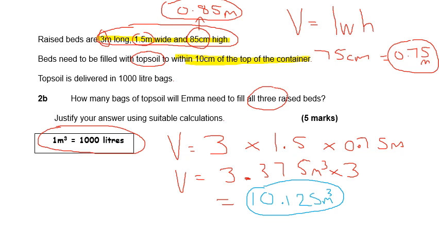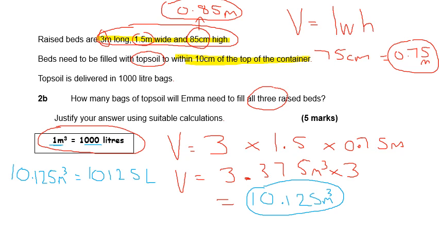All right, so if we bring that over to here, if 10.125 meters cubed of topsoil is needed, that means we need therefore 10,125 liters of it, because in here, as we said before, 1 meter cubed is 1,000 liters, so 10.125 meter cubed will be 10,125 liters.